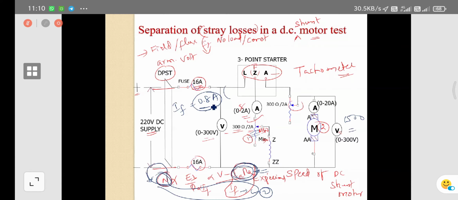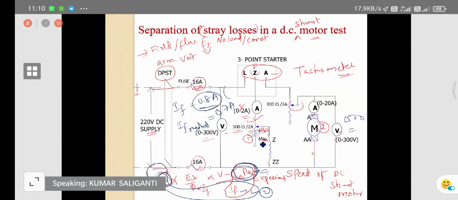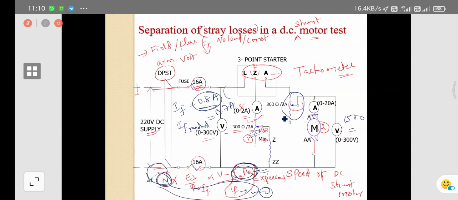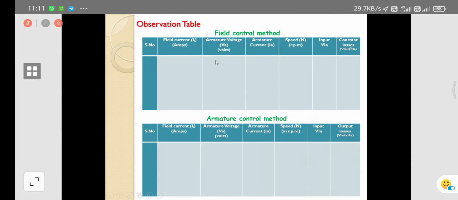Next, this is the rated field current. Next you have to take the reduced field current, so you adjust the field current to 0.7 amps. Then you take the readings while adjusting the armature voltage and thereby the speed, and you get various values of armature voltage and speed with different field currents. These are the experimental values, and this is the observation table of the field control method and armature control method.